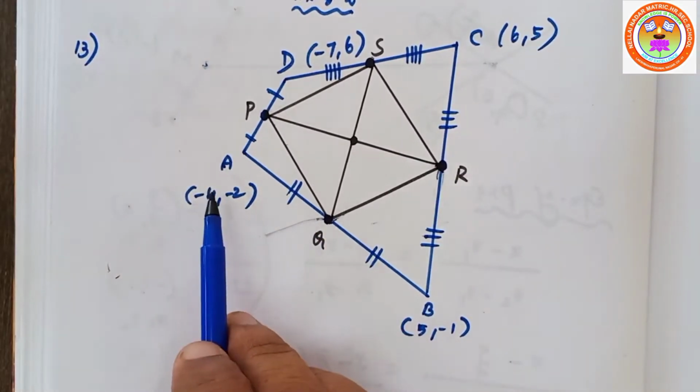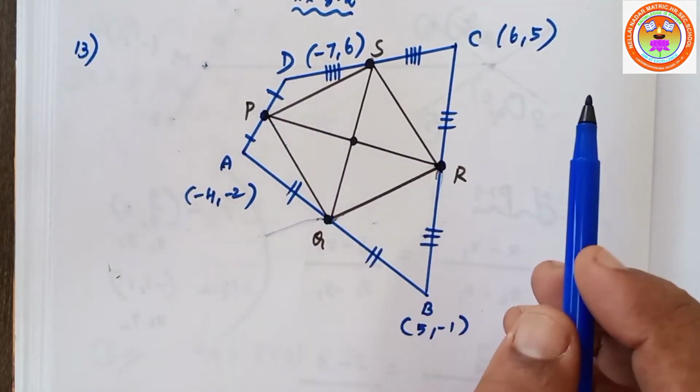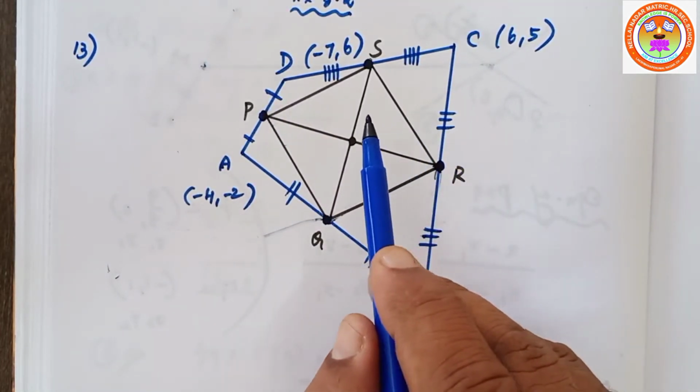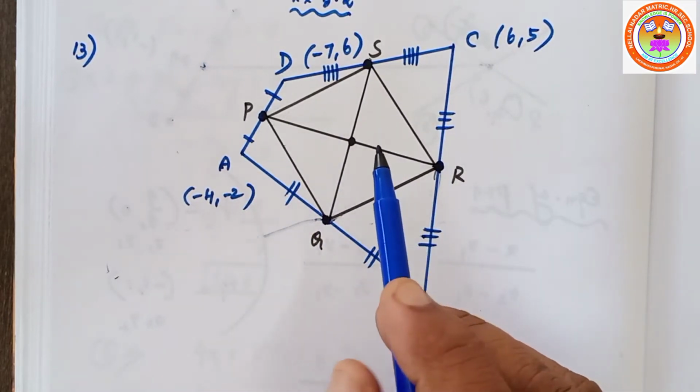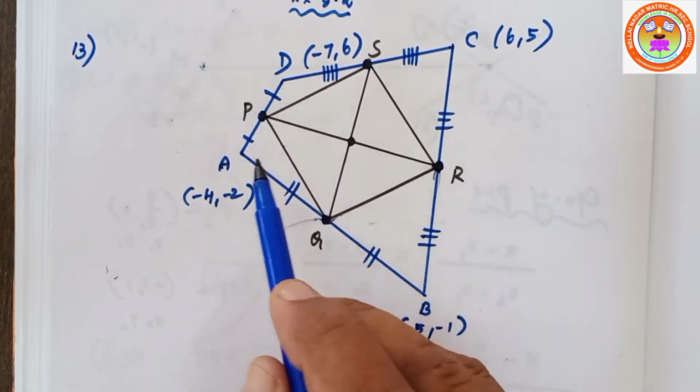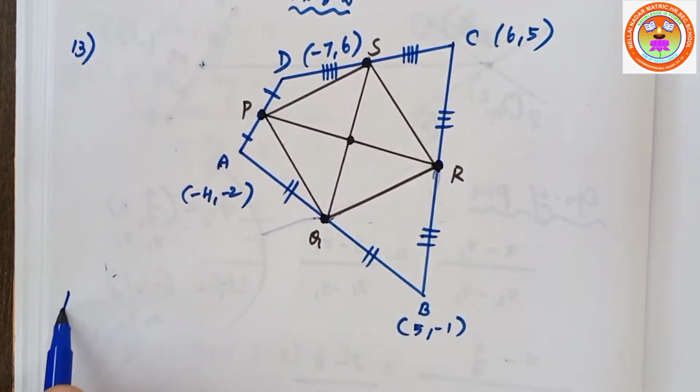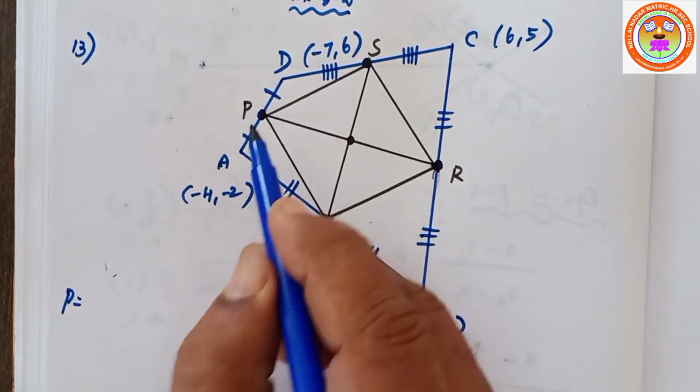Here you are given A, B, C, D, that is a quadrilateral. We have to prove the midpoints of all the sides form a parallelogram. First we can find the midpoints of each and every side. P is the midpoint of AD.